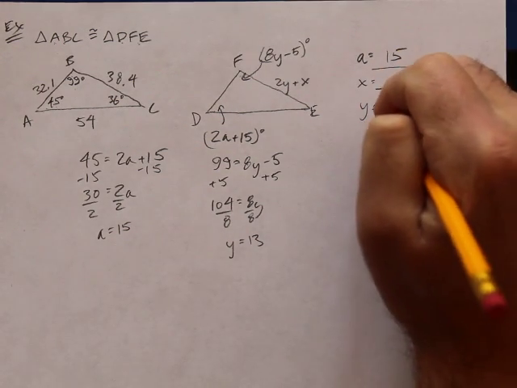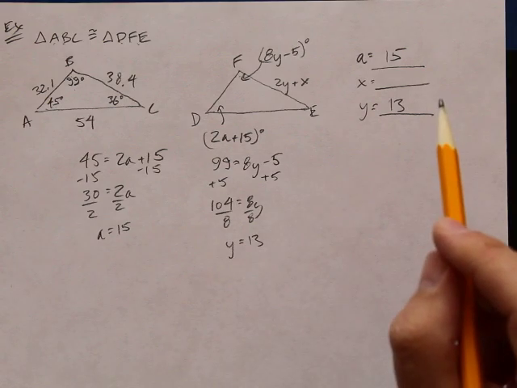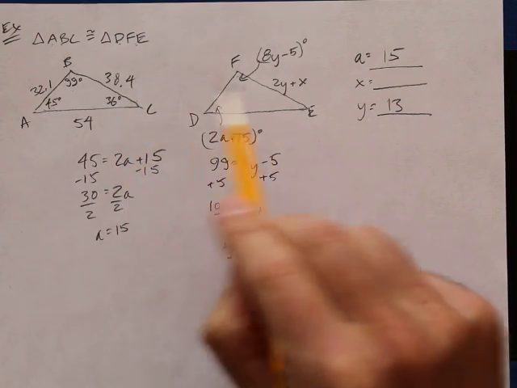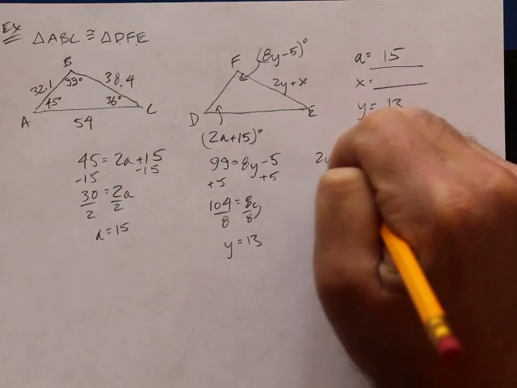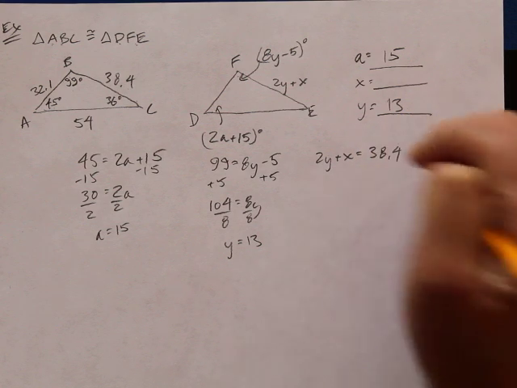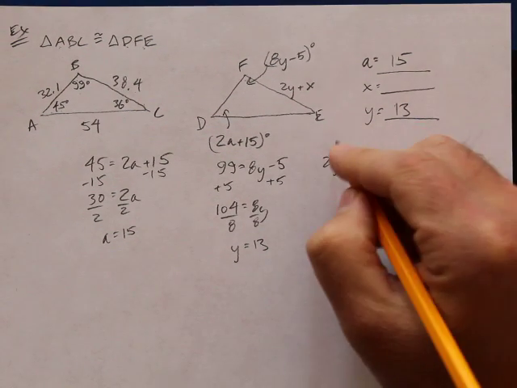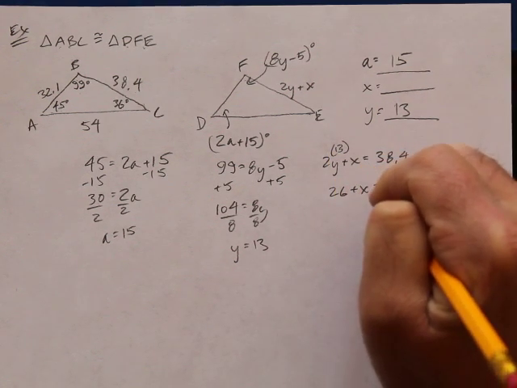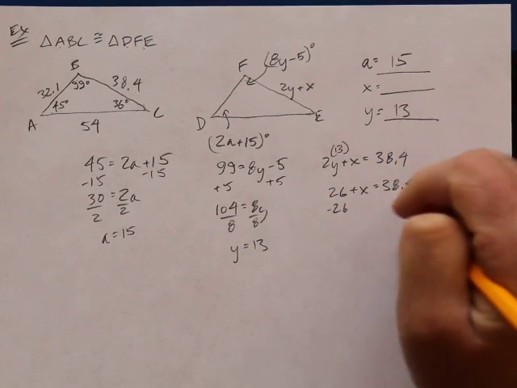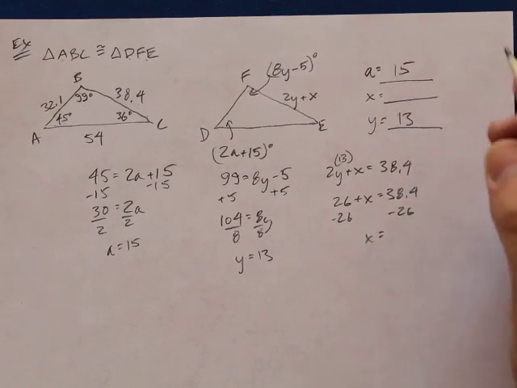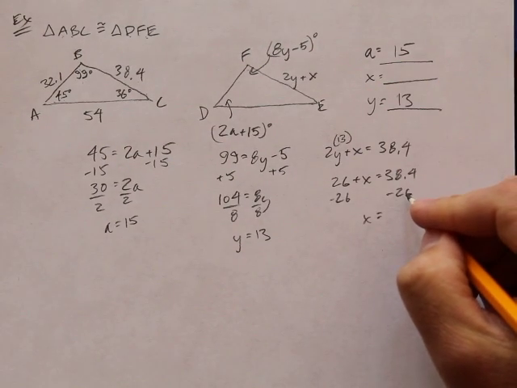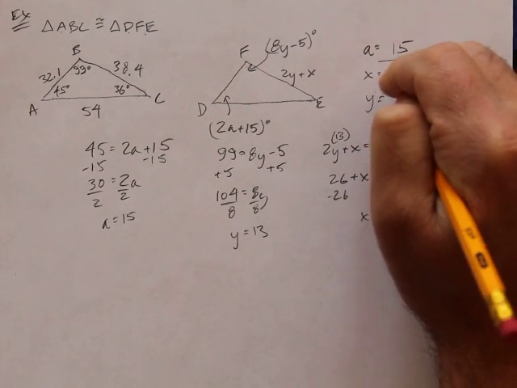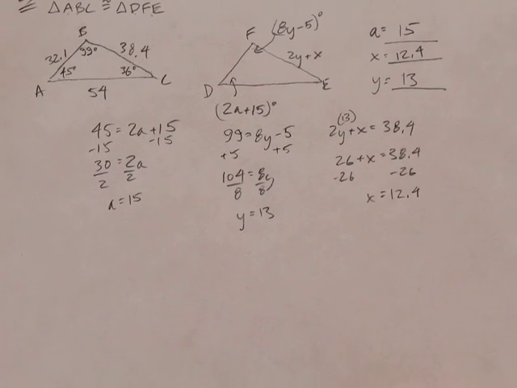Yeah, 13. Okay, now I have FE and BC, those are corresponding sides, and I set 2y plus x equal to 38.4. I'm going to plug 13 in for y, and so that becomes 26 plus x equals 38.4. Subtract 26 from each side. X equals 38.4 minus 26, which gives me 12.4. All right, that's how you do that one.